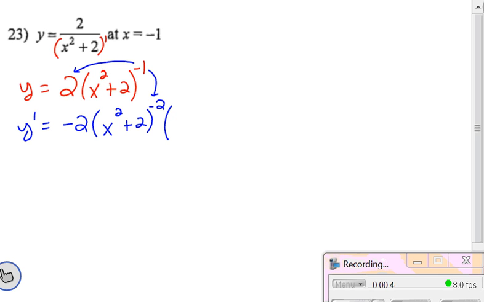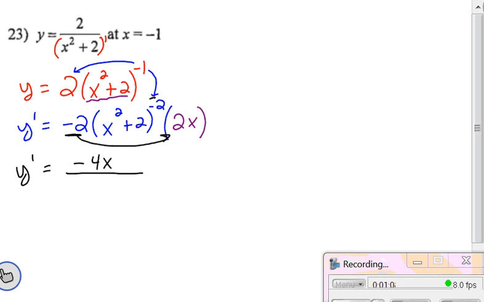And then, always don't forget, look inside the parentheses and take the derivative. That's 2x. Okay? So at this point, before we go plugging in x equals -1, let's clean up our derivative. Anything that gets to stay on the top, let's see, -2 times 2x is -4x. That gets to stay up top, but all the stuff with the -2 power has to go down below. And we make it a +2 power.